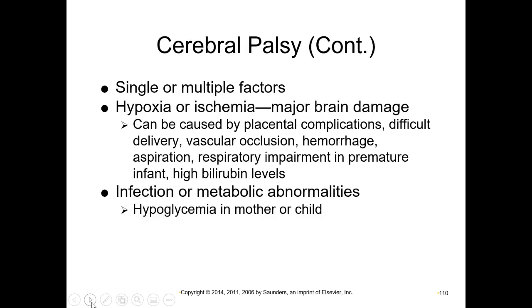There can be single factors. There can be multiple factors. Hypoxia or hypoxemia mean major brain damage. It can be caused by placental complications, a difficult delivery, vascular occlusion, hemorrhage, aspiration, all the things that you see listed here. High bilirubin levels too, and that's why we are checking bilirubin on babies as soon as they're born. And you've seen bili lights probably if you've been in clinical. Also infection and metabolic abnormalities like hypoglycemia in the mom.